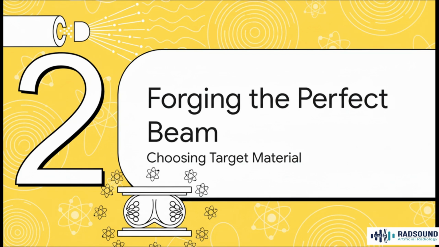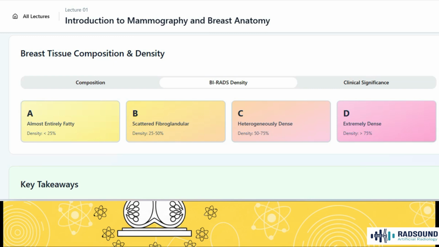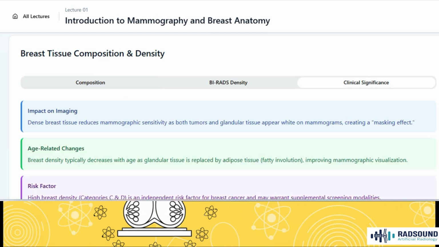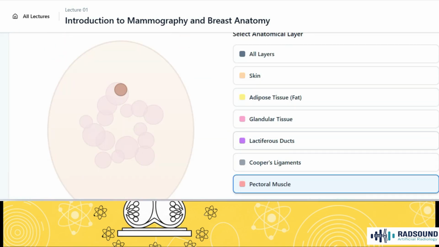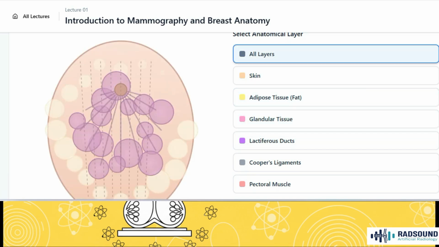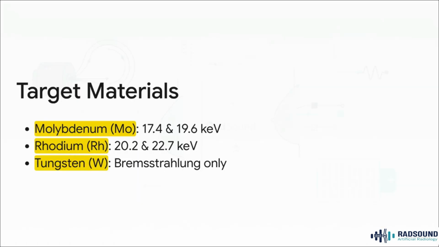Okay, so now we know we need to maximize that photoelectric effect. So how do we create the perfect X-ray beam to actually do it? Well, the whole process starts right inside the X-ray tube, with the very first choice we have to make. What material are we going to hit with electrons to generate our photons? Turns out we have three main flavors to pick from.